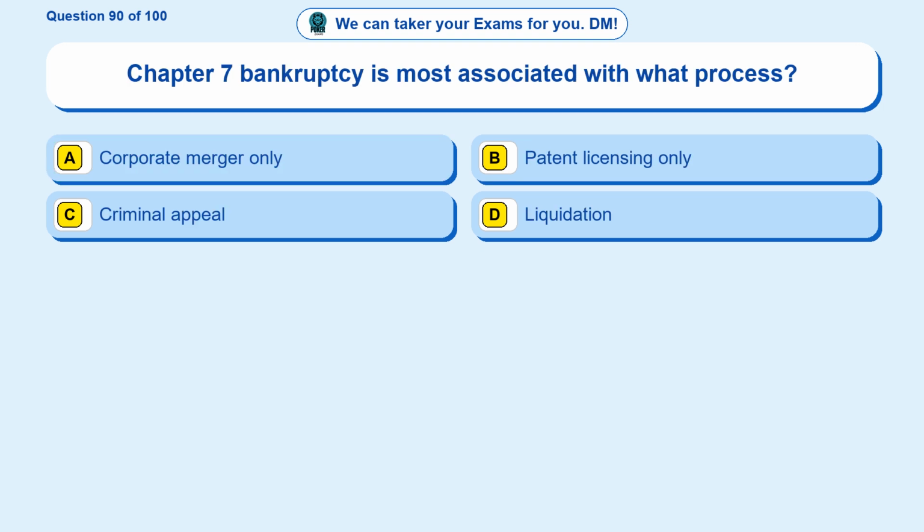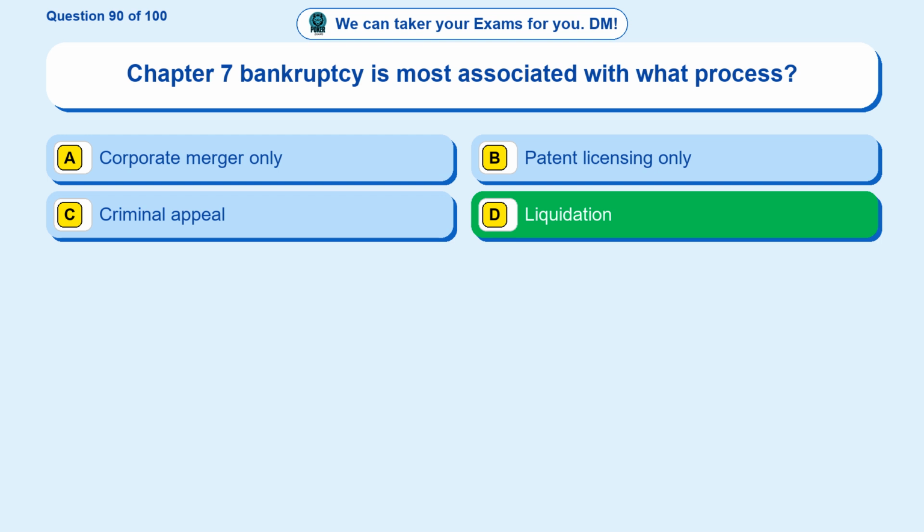Question 90. Chapter 7 bankruptcy is most associated with what process? Option A, corporate merger only. Option B, patent licensing only. Option C, criminal appeal. Option D, liquidation. The correct answer is option D.